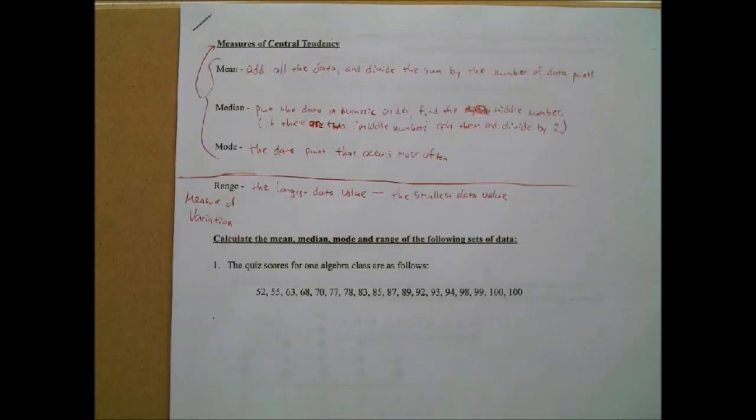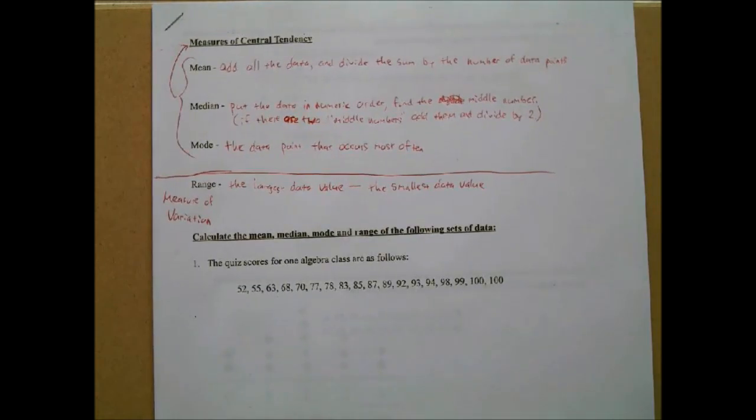Okay, so let's take a look here at number 1, and it asks us to calculate the mean, median, mode, and the range of the data set here. These particular data points are quiz scores for one algebra class. Oh, I've seen much worse than that, but yes, it happens. Okay, so to find the mean, we're going to take all these numbers and add them up.